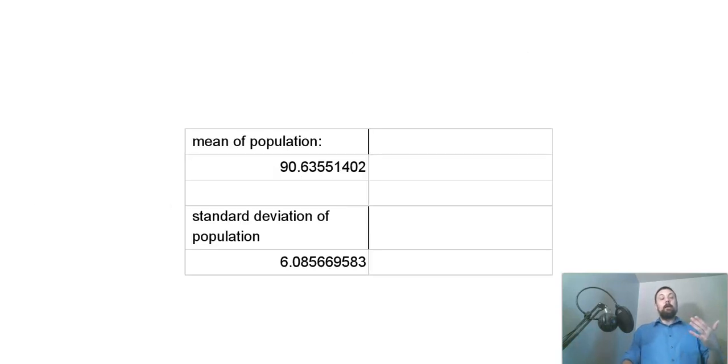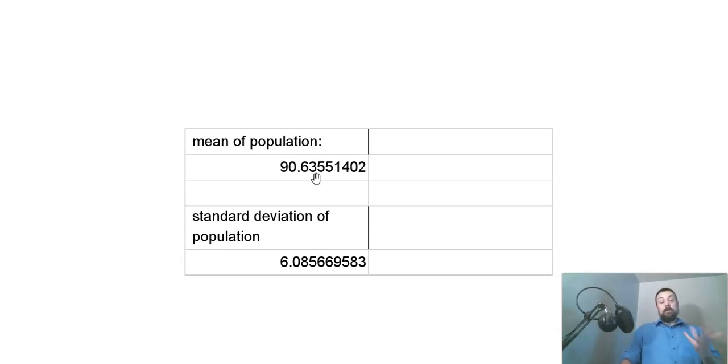And we're going to take, well, let's talk about this first. I don't want to go through this calculation on the video. I just pulled it from our previous work. We calculated the mean of this data set. The mean was 90.6. And the standard deviation was 6.09 if you round it to 2 decimal places.